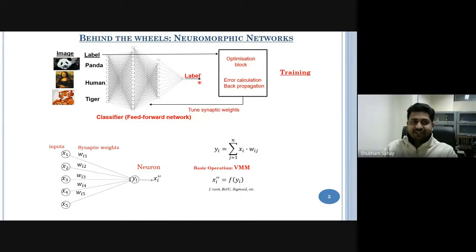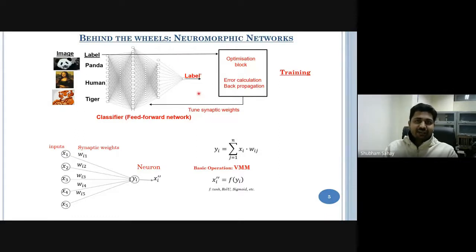Now, once the information reaches here, corresponding to this image, we just compare this output with this label, which is panda. If we see that these two are not matching, then we form a cost function, which is essentially telling you how much different this output is from this label, which it should be. And then we find out what is called an error. We perform error calculation, and then we tune these weights, we change these weights to reduce the difference between this label and label dash through a process which is called backpropagation, and it follows the gradient descent algorithm.